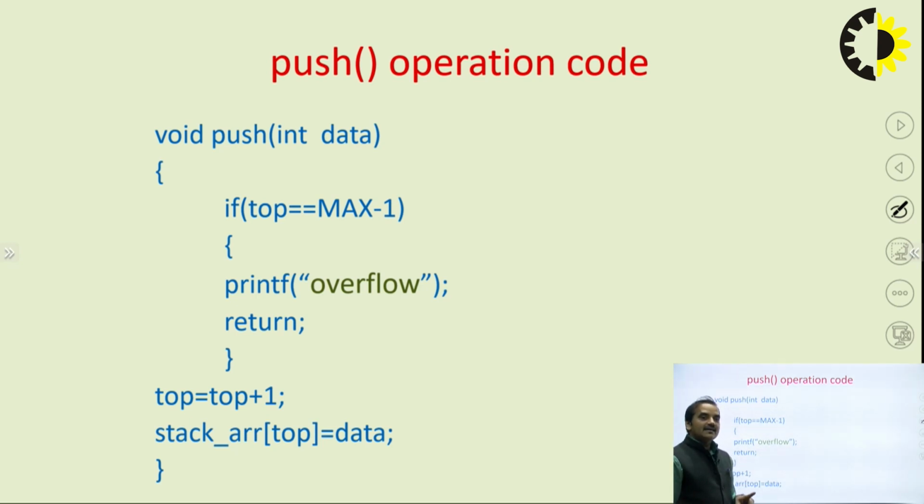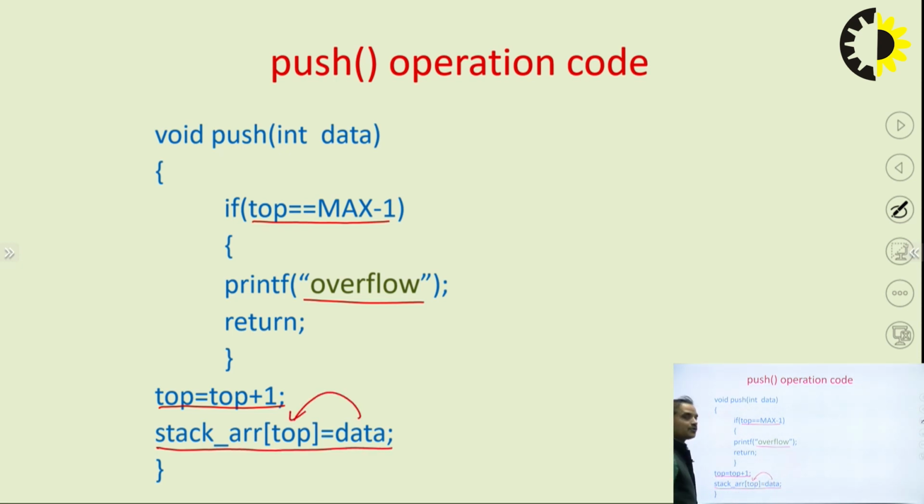At that point, we first have to check the overflow condition: top equal to max minus 1. This condition tells about overflow. If this condition is true, print overflow. Otherwise, we increment top by 1 and then push data at the top position.